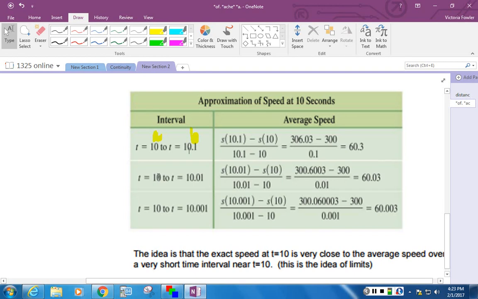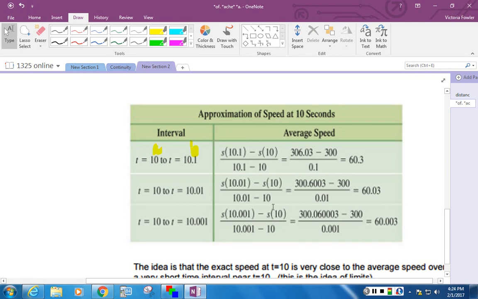I'm determining the average speed at this really small interval, but I know that I could actually get closer and closer to 10 seconds, so I'm going to now look between the interval of 10 and 10.01. I find the average speed by doing my formula again, s of b minus s of a, where my starting point is 10 seconds, 10.01 is my ending time. And I can get even closer to 10 seconds, so perhaps I go from 10 seconds to 10.001.